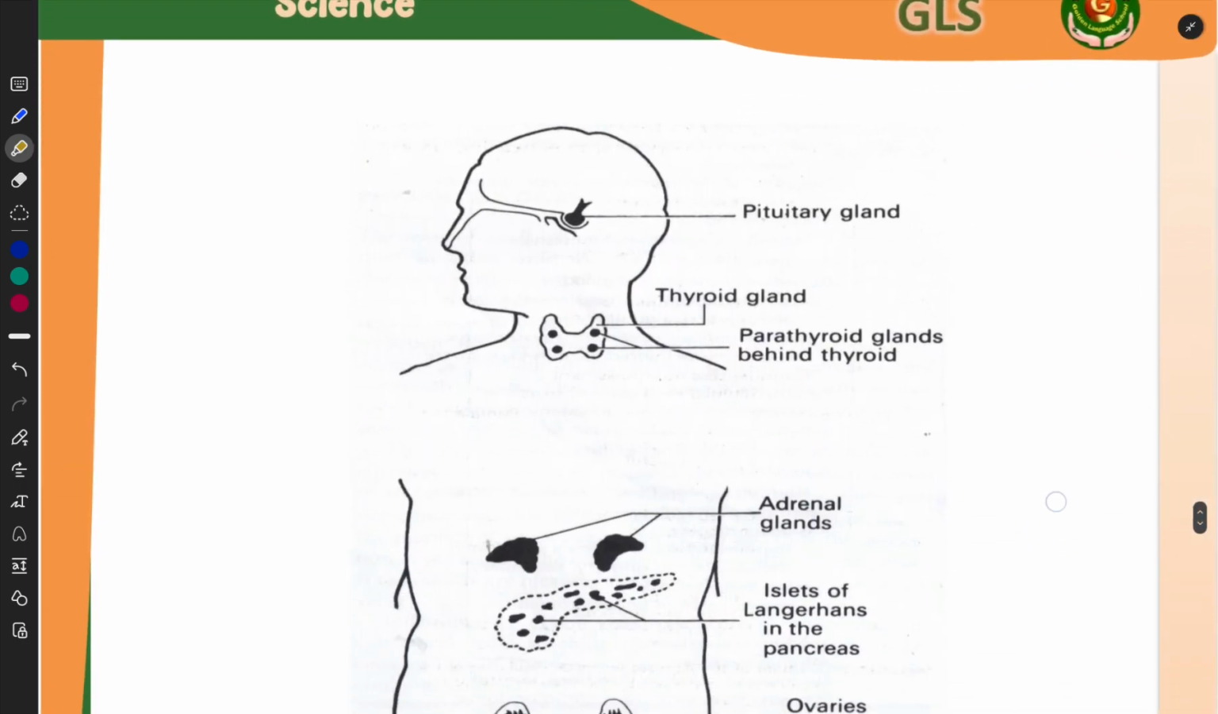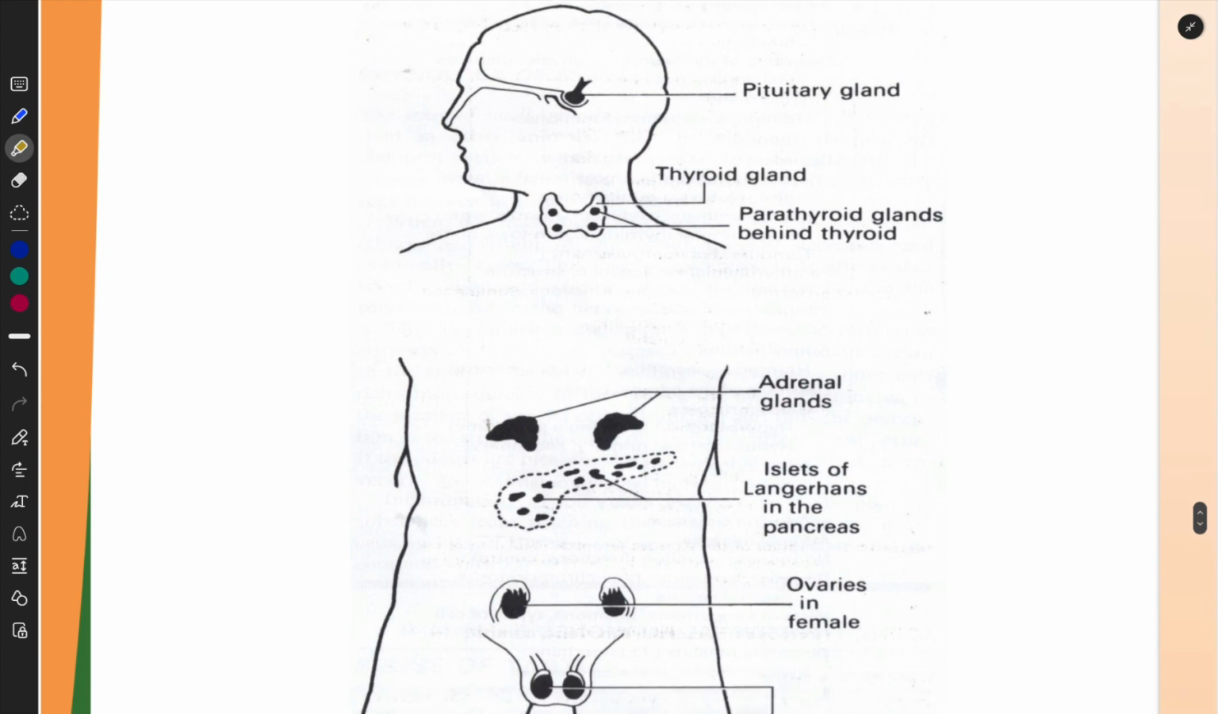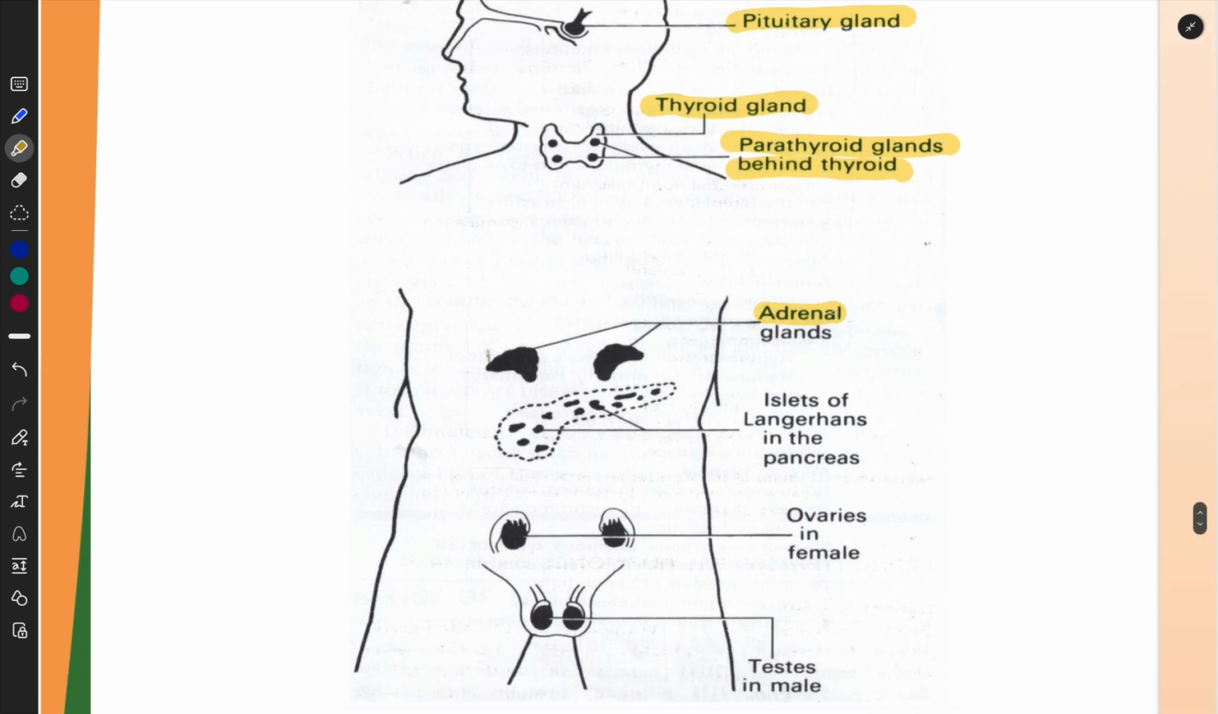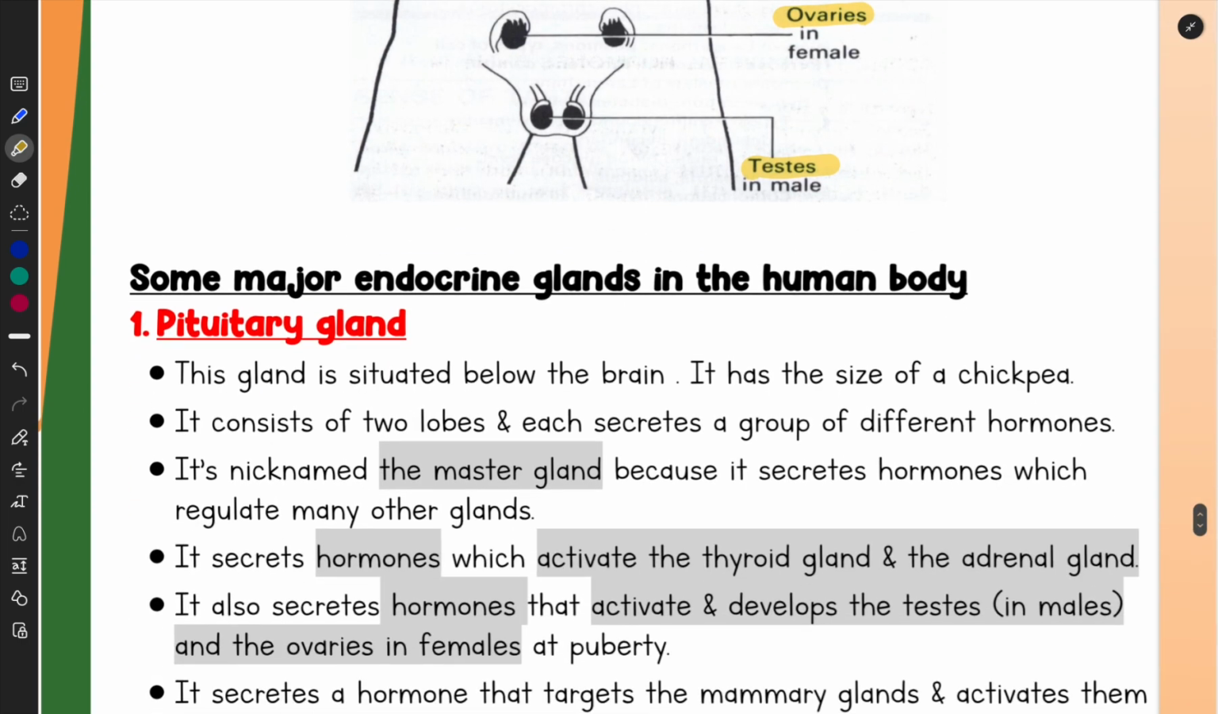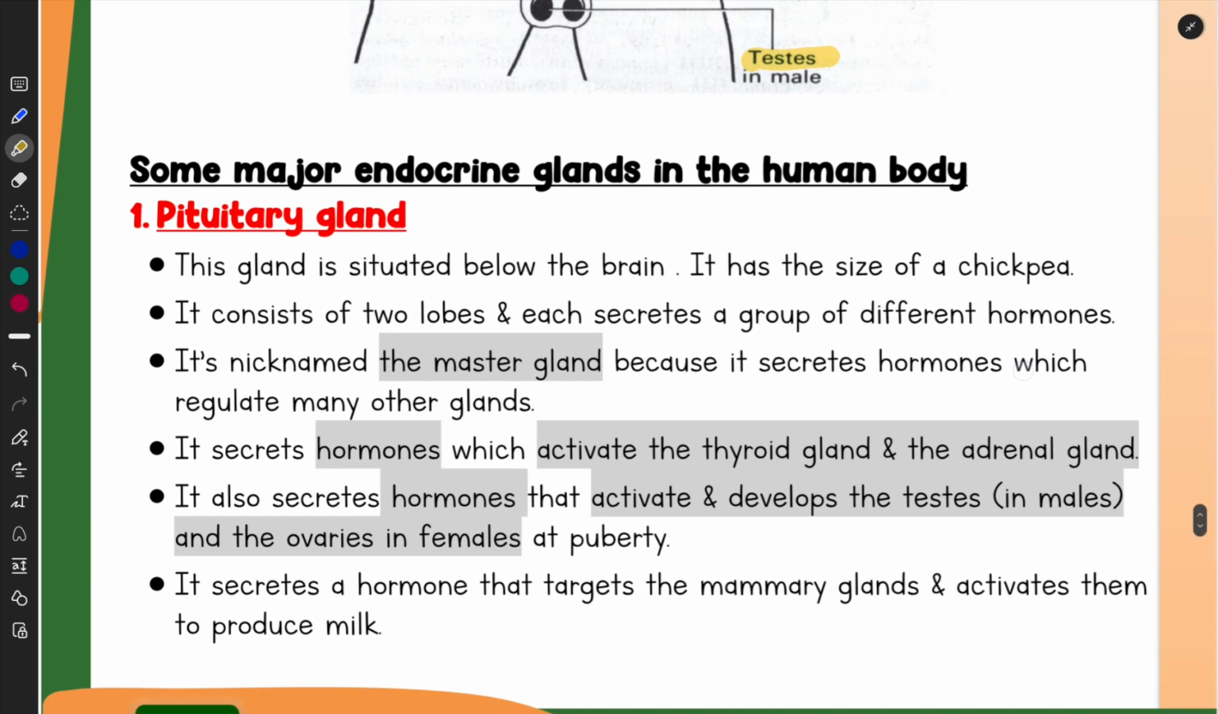We have some examples of glands here. We have the pituitary gland in the brain. We have the thyroid gland. We have the parathyroid gland behind the thyroid one. And we have the adrenal gland. We have the islets of Langerhans in the pancreas, and ovaries in females and testes, of course, in males. So, some major endocrine glands in the human body, first of all, the pituitary gland. What about the pituitary gland?